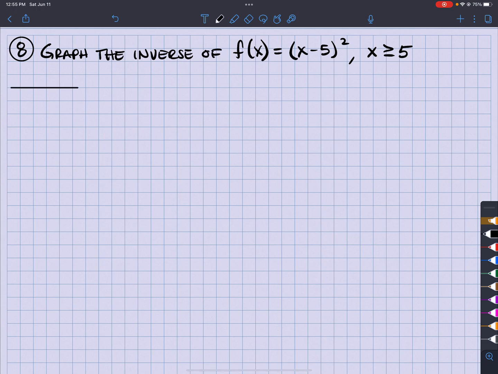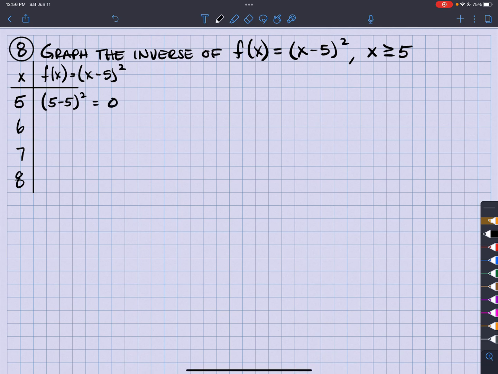So I'm going to go ahead and make a table. And the x value, I'm probably going to start with 5, 6, 7, 8. Okay, so what I have is that f of x is equal to (x minus 5) squared. Well, what is 5 minus 5 squared? So this would be 5 minus 5 squared, which is going to give me 0 squared, which is 0.